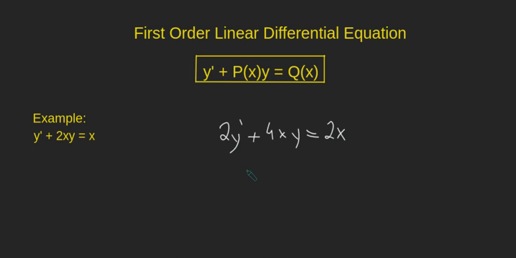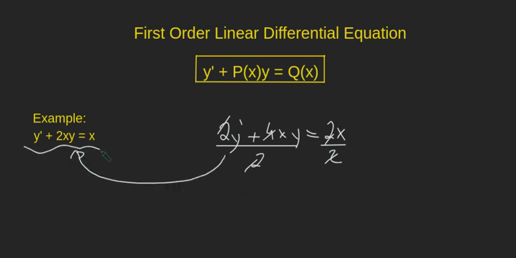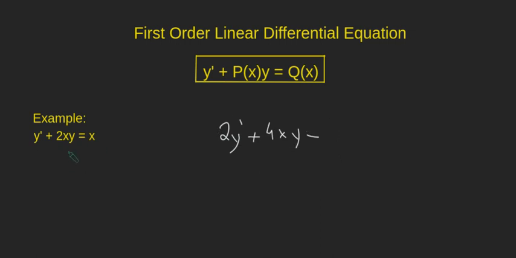This here is not in the standard format, but we can rewrite this equation in order to write it in standard format. In this particular example, we divide both sides by 2. All of this cancels out, and we get precisely this example here. Okay, so let's solve this example.